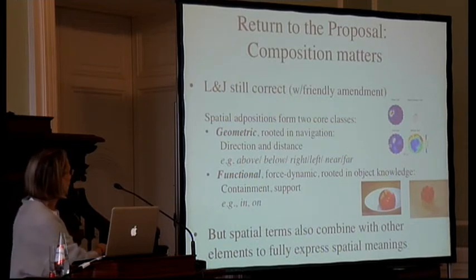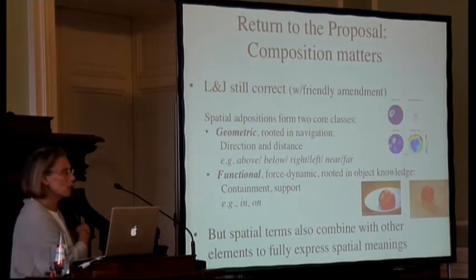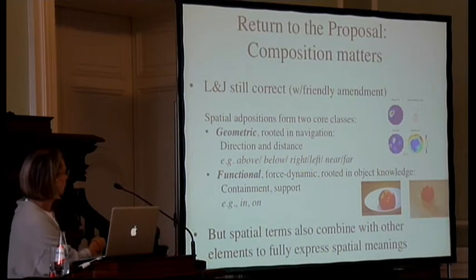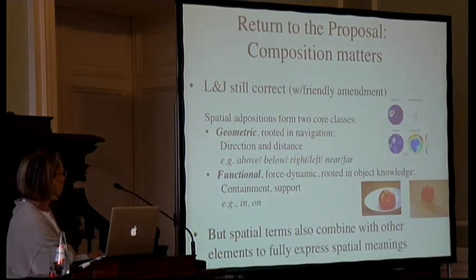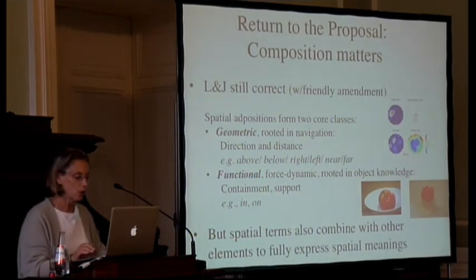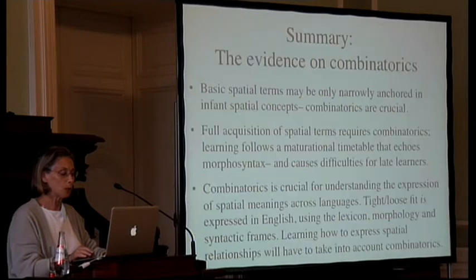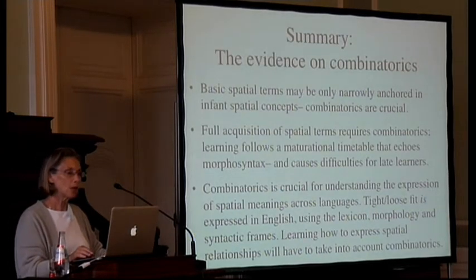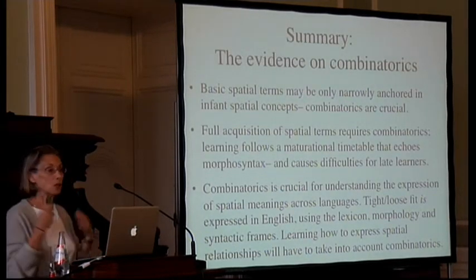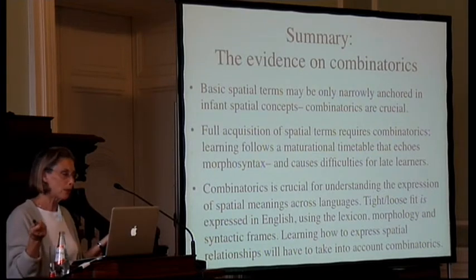So returning to the proposal, composition matters is what I wanted to tell you. I wanted to say, yes, I still endorse the idea of primitives that can undergo combination. We might have two classes, the geometric and the functional, but the important part here is that spatial terms combine with each other to fully express spatial meanings. And the summary for the evidence on combinatorics is the three stories I've told you.